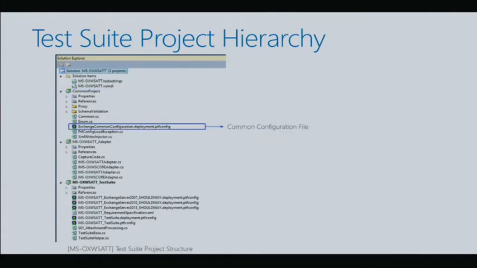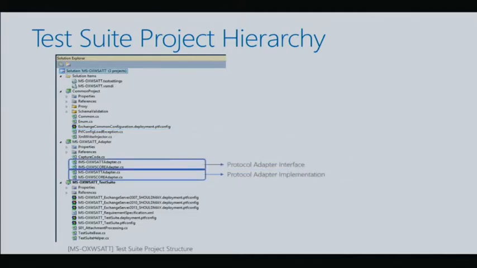This is a common configuration file that I showed in the demo. It contains settings which are common to all the test suites in the package. You modify a setting over here, and all test suites will pick up that new setting. These are the protocol adapter interface and implementation. In case this particular test suite had a SUT control adapter, then the SUT control adapter source code would also exist in this particular project.